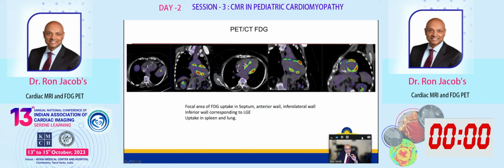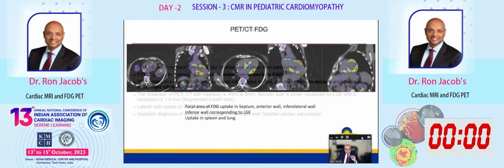So this is the patient's FDG, and you can see avid FDG uptake here in the same areas that you saw the late gadolinium enhancement. That's the basal anterior, basal inferoseptal wall. And there's also uptake in the spleen and the lung, where you can see a spot here and a spot in the spleen.